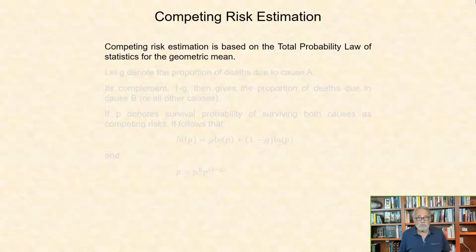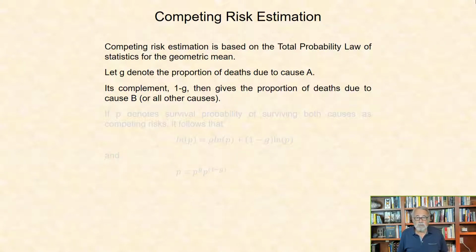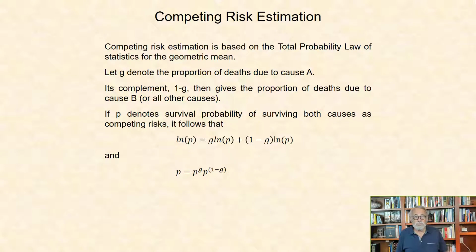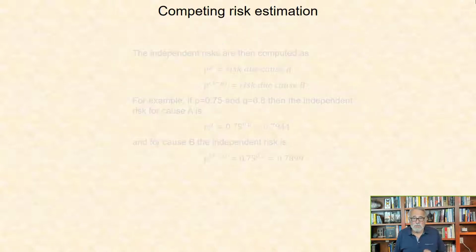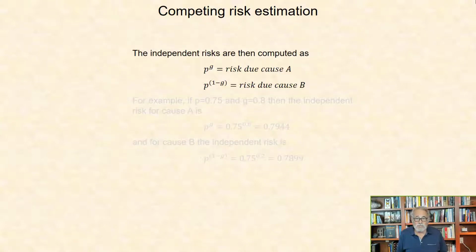Competing risk estimation is based on the total probability law of statistics for the geometric mean. Let G denote the proportion of deaths due to cause A. Its complement, 1 minus G, then gives the proportion of deaths due to cause B, or other causes. If P denotes the probability of surviving both causes as competing risks, it then follows that ln P equals G ln P plus the product of 1 minus G and ln P. Taking exponents of both sides yields this formula. The independent risks are then computed from these formulae.